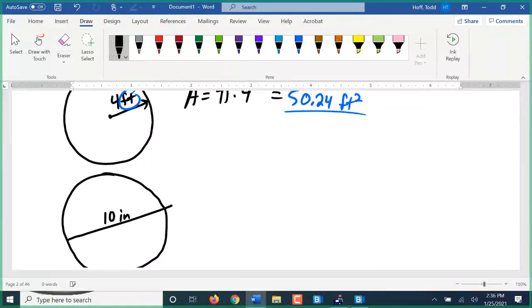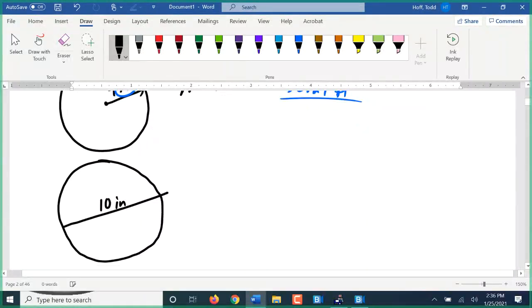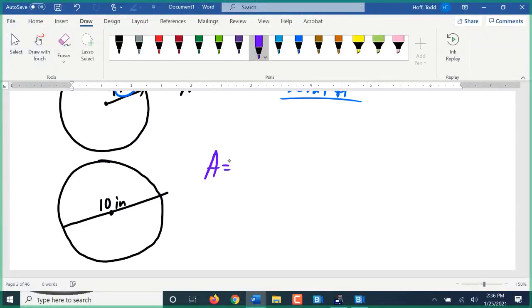Let's say we have a circle here with a diameter of 10 inches. Area is going to be found by doing pi times 5 squared. 5 squared. Good. Where did the 5 come from? You got it. Radius has to be half the diameter. So pi times 5 squared is 78.5, in inches squared.